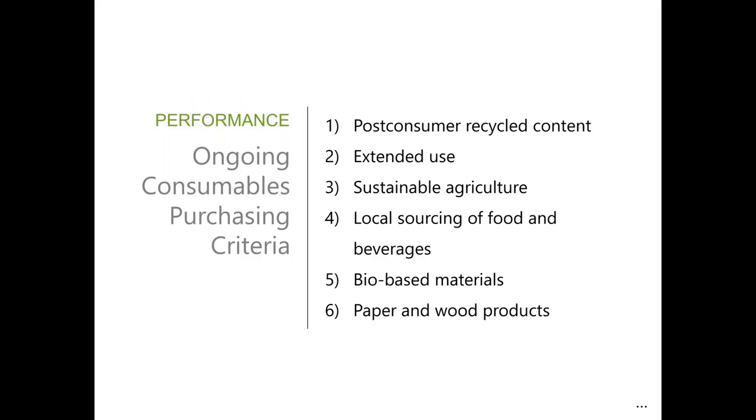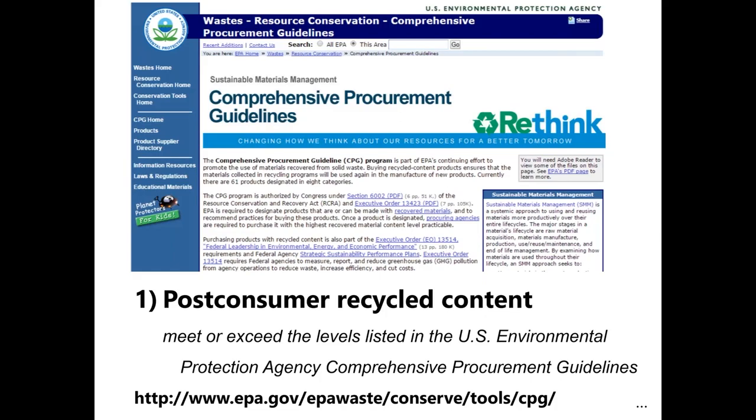So a couple of the criteria that you will be evaluating: post-consumer recycled content, anything that has extended use, sustainable agriculture, local sourcing of food and beverages, bio-based material, and then paper and wood products. Remember those. Post-consumer recycled content will meet or exceed the levels listed in the EPA Comprehensive Procurement Guidelines, CPG. You can find more information on their website, but a lot of products you'll find have that CPG certification. You'll see it very commonly on things like paper towels and paper products, perhaps copy paper.